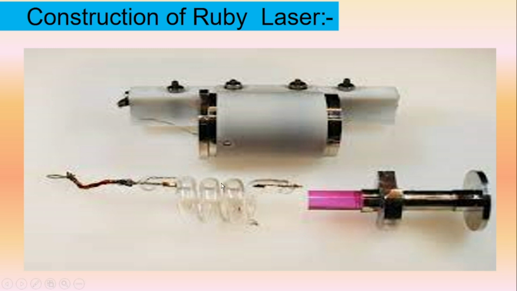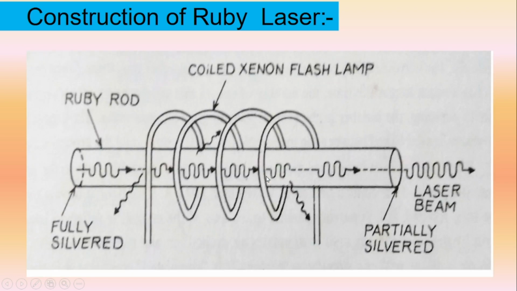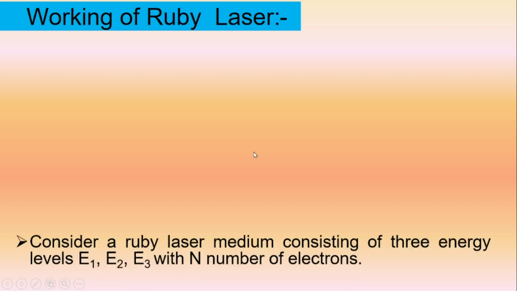This is the helical flash lamp, and this is the ruby rod in cylindrical shape, and this is the cavity in which the ruby rod and the helical flash lamp are installed. These two ends are polished. This end is fully silvered and polished, and this surface is partially silvered and polished. Now let us see the working of ruby laser.